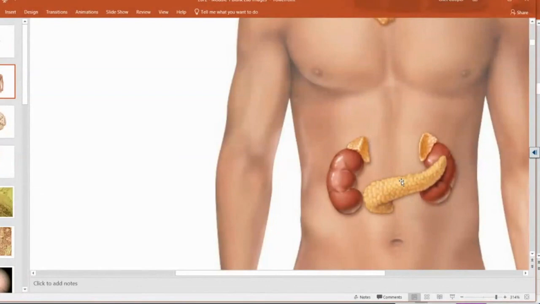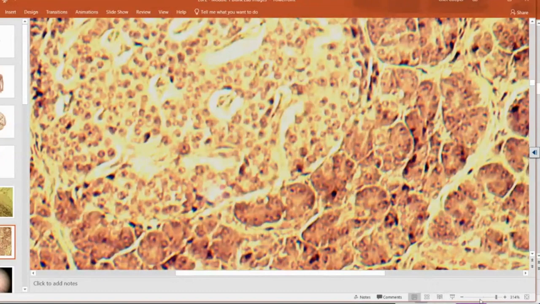What hormones does it make? Insulin and glucagon. Which one lowers blood sugar? Insulin. Very good. What's the other? Glucagon. There you go. If I zoom up like that, you can almost see that, but I'm not going to do that. Let's go back.